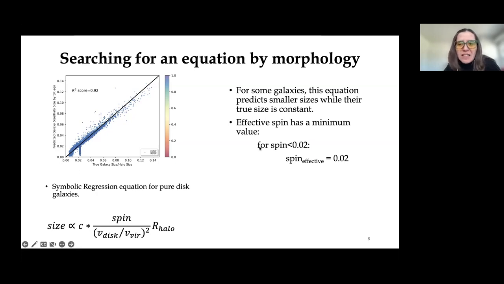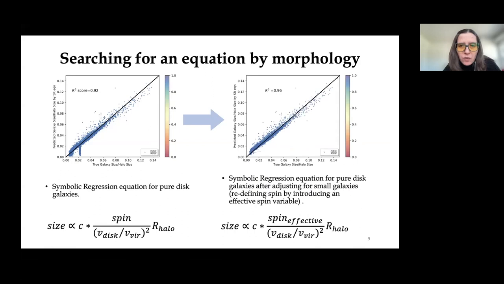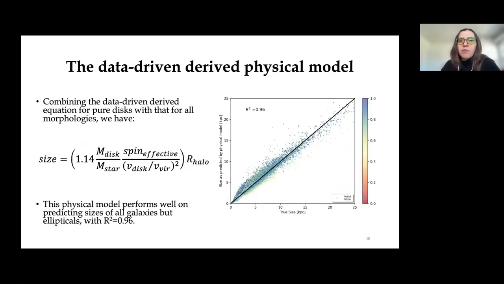So we guess that there's a minimum spin value that corresponds to these small galaxies. And when we adjust for that, we come up with a new variable, a spin effective variable, and when using that in the physical model, the performance of the model increases, as you can see in the plot on the right, with an R2 score of 0.96.